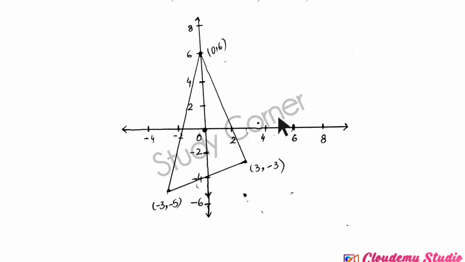So we plot these points, and now we have to find the distance between these points. Firstly, we have to find the distance between minus 3, minus 5 and 3 and negative 3. This is x2, this is x1, this is y2, this is y1.